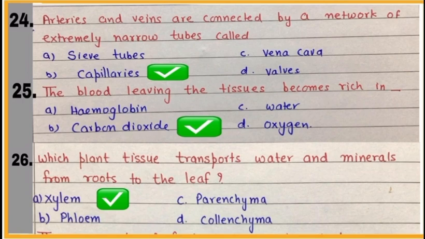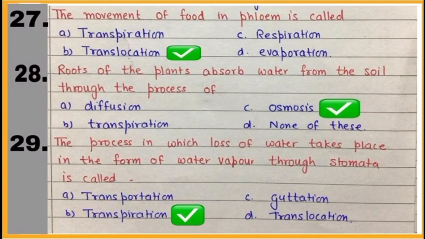Now in plants, transport of water and minerals from roots to leaf is done by xylem. In plants, transport of food takes place through phloem and the process is called as translocation. Roots absorb water from soil by a process called osmosis. Also, excess of water is lost away from surface of leaf through stomata and this process is called as transpiration.